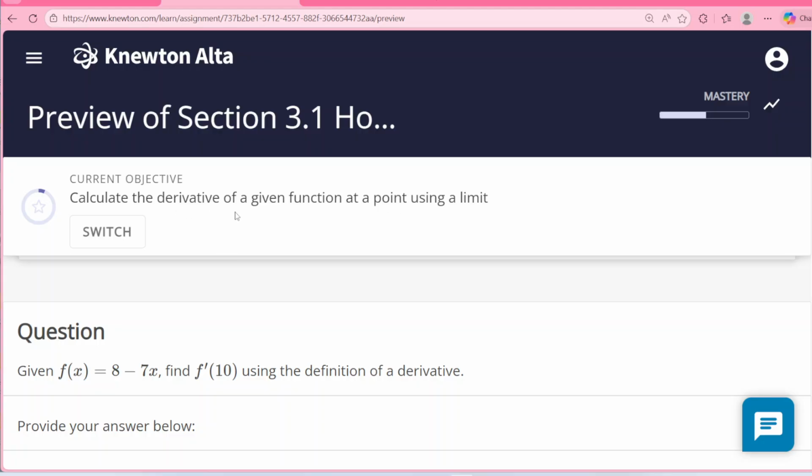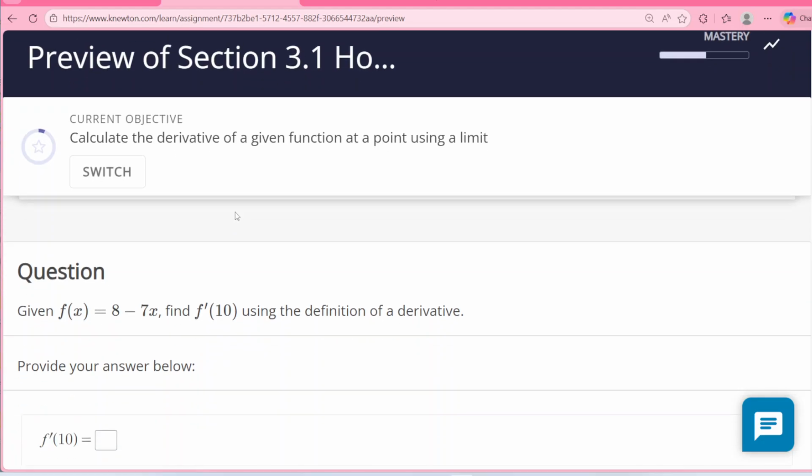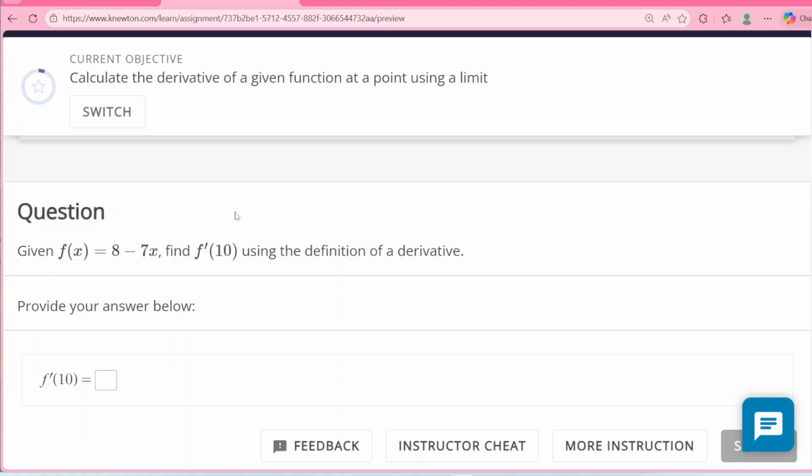So once again, back to this objective. I've already told you linear functions should be easy, quick, and simple when it comes to finding the slope of a tangent line or a derivative. This is a linear function, right? If I looked at the graph of this, it would be a straight line graph.